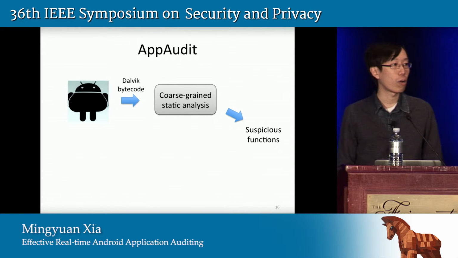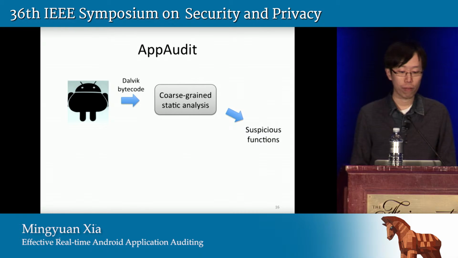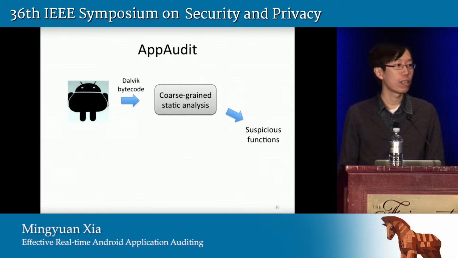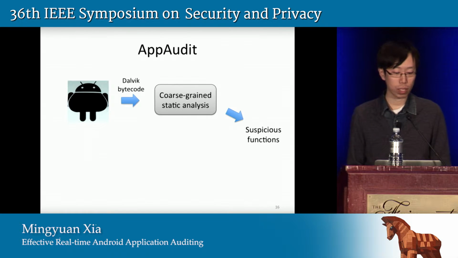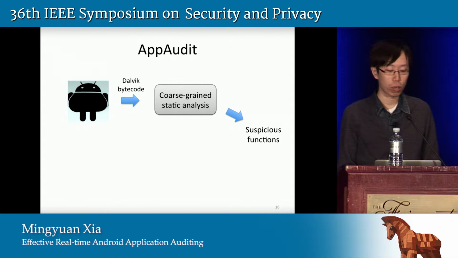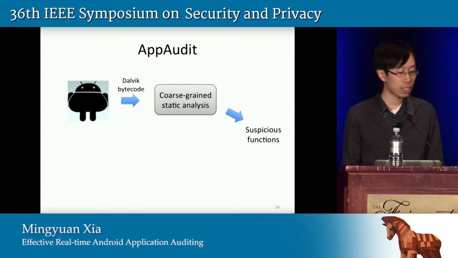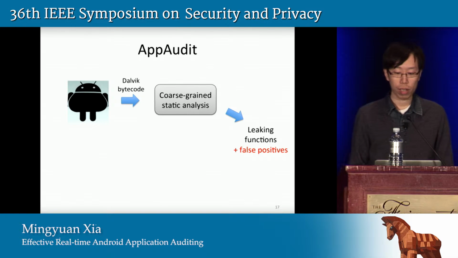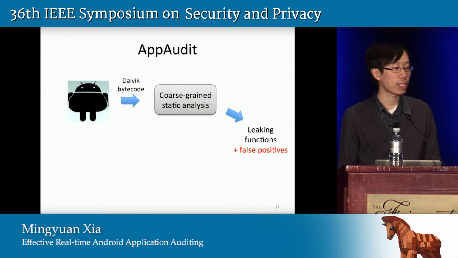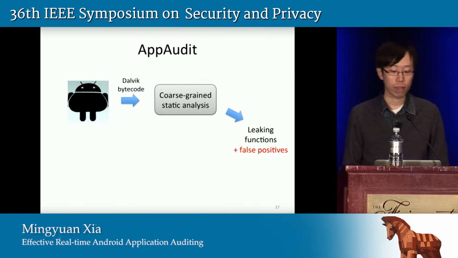So this is how AppAudit works in a high-level picture. It takes raw Dalvik bytecode, which is the Android Java bytecode, performs a fast coarse-grained static analysis, and finds suspicious functions that could leak data. For sure, because it's a coarse-grained assessment, it has false positives as well as actual leaking functions.